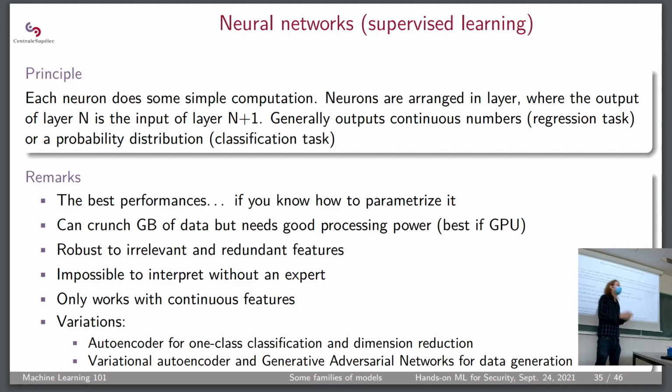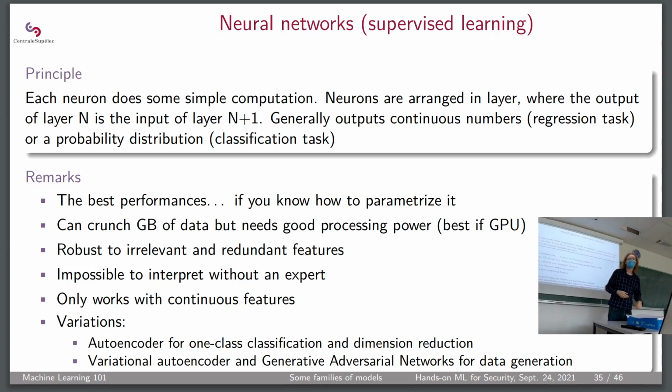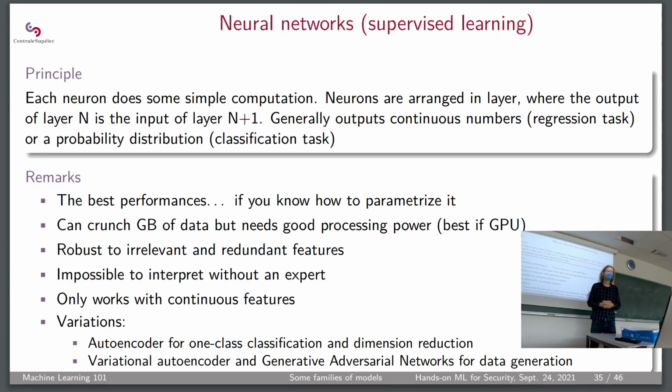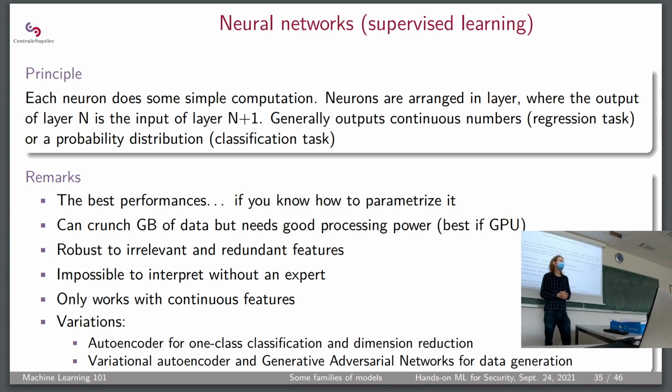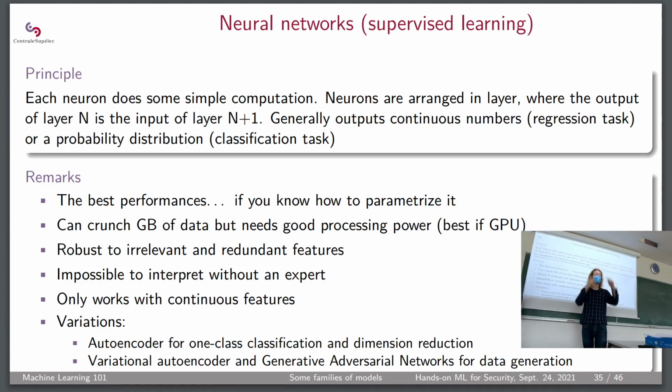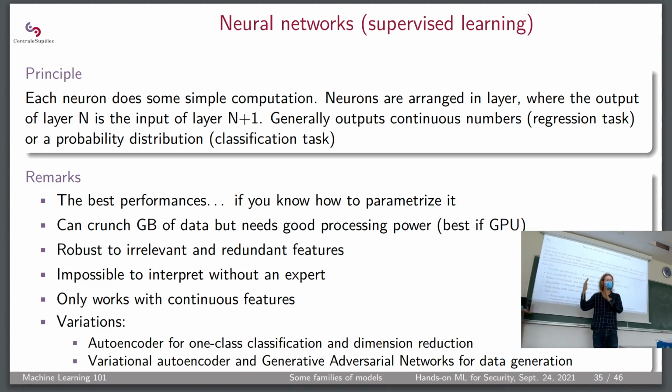And neural networks are really famous. It could deserve a talk for itself, but I will keep it short. The idea is you have one neuron that does some really simple computation, some addition, multiplication, that's all, generally. And neurons are arranged in layers, and there are multiple layers, and the output of layer n is the input to layer n plus 1. And generally, it will output some continuous numbers for a regression task or a probability distribution if you do a classification task.